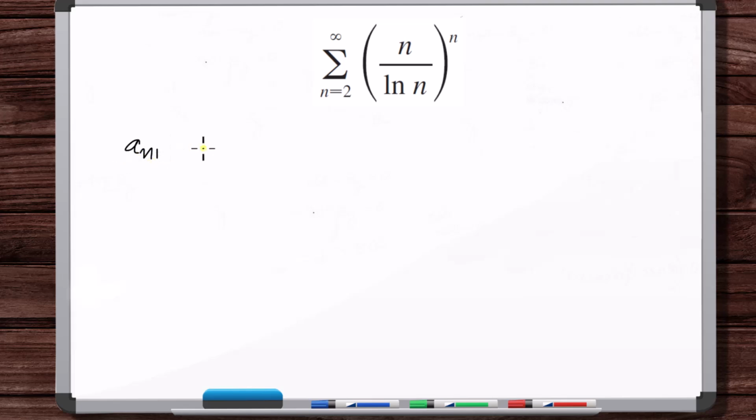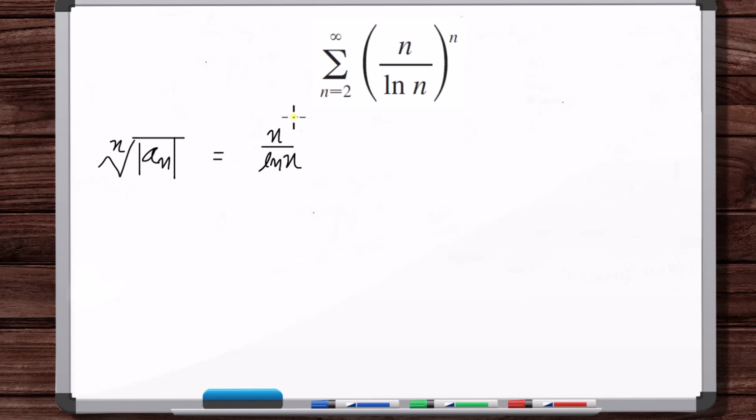Or no, we're going to do the root test. So okay, the absolute value and then the root is just going to be n over natural log of n. Okay, and note that with the ratio test, or the root test, we don't have to check if this is decreasing or anything like that, like we had to do with all the other tests.